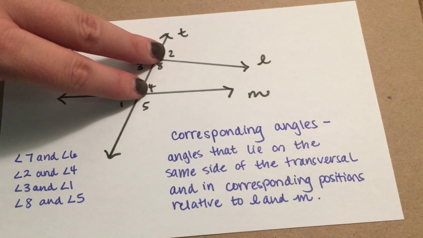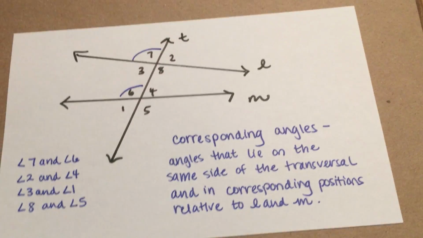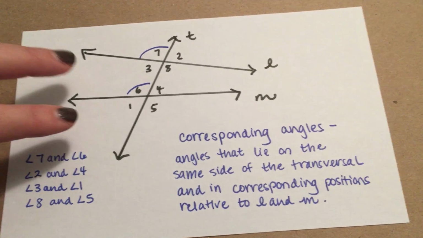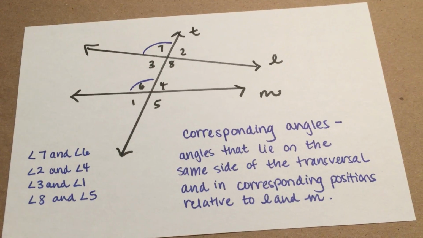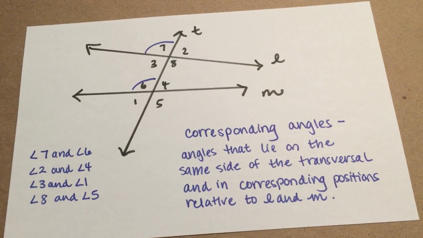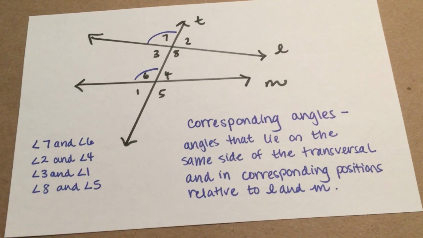Therefore, 2 and 4 are also corresponding. They're both in the top right position. Angles 3 and 1 are corresponding. They're in the bottom left. And angles 8 and 5 are corresponding in the bottom right.